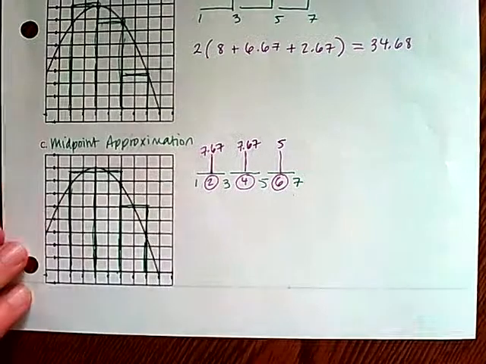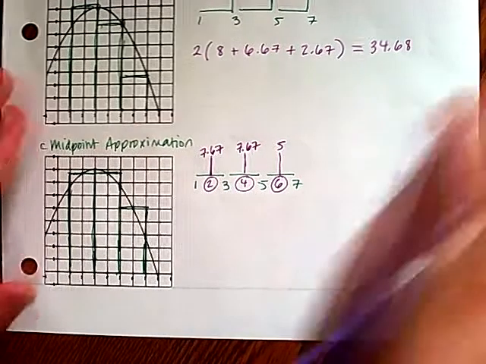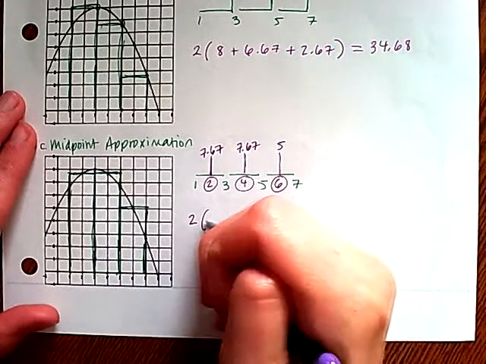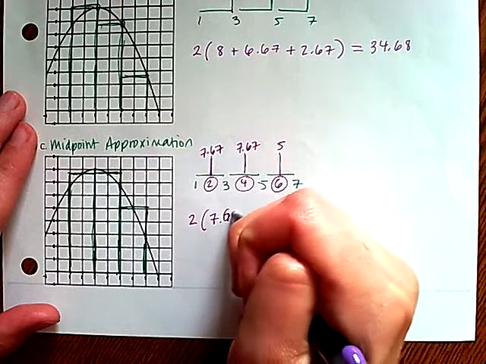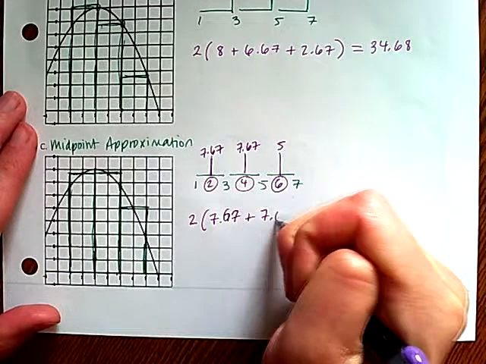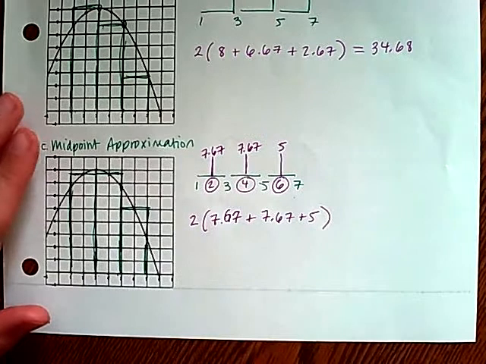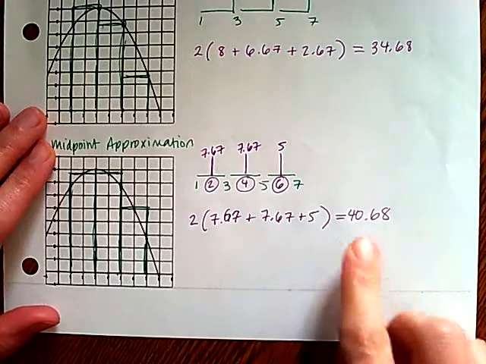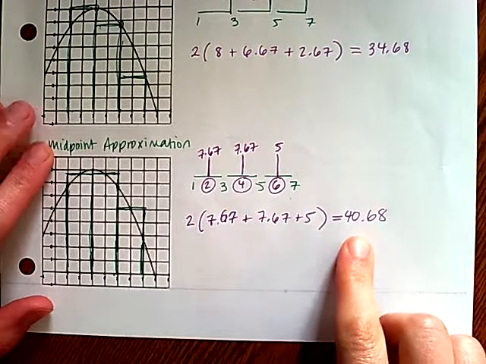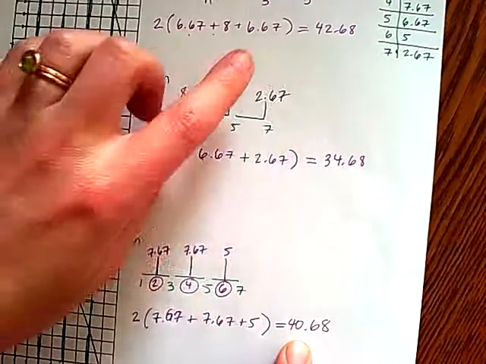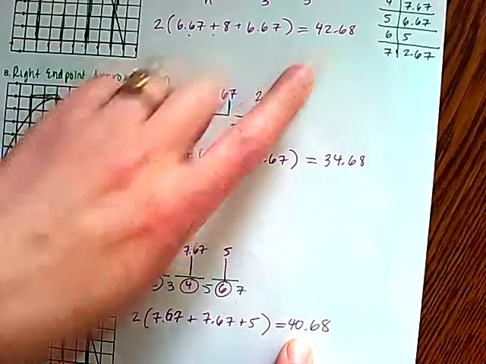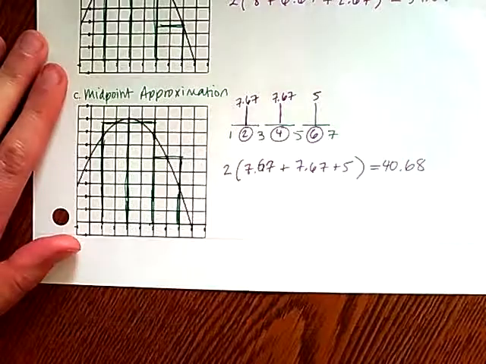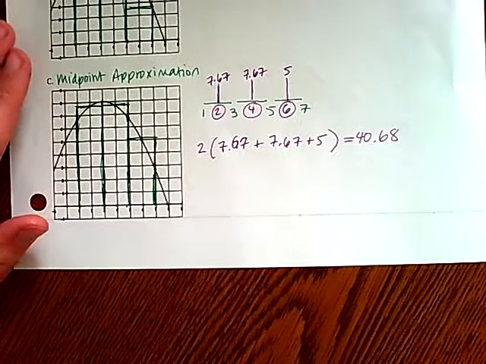So now that I've pulled those, my subinterval width hasn't changed. Each rectangle still has a width of 2. So it's still going to be 2 times the sum of those three numbers, 7.67 plus another 7.67 plus 5, all times 2, and this ends up being 40.68. And notice 40.68 is in between the original 42.68 we got with the left endpoint and the 34.68 that we got with the right endpoint. So it leads us to believe maybe the midpoint might be a better approximation.